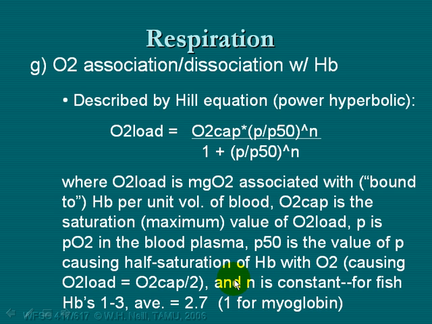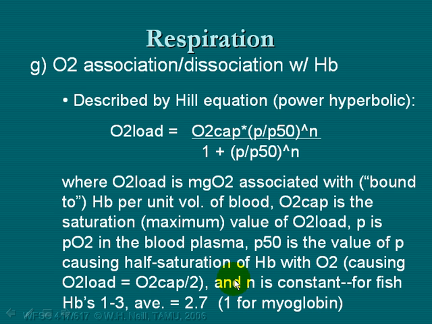What we're saying is that the amount loaded is the fraction of the capacity, and that fraction is the ratio of the partial pressure of oxygen in the plasma in the environment of the hemoglobin divided by a parameter, the P50, raised to a power n, and then divided by 1 plus that same ratio to a power. And this, where oxygen load is milligrams of oxygen bound to hemoglobin per unit volume of blood. O2 capacity is the saturation value of O2 load. P is the PO2 in the blood plasma, and P50 is the value of P causing half saturation.